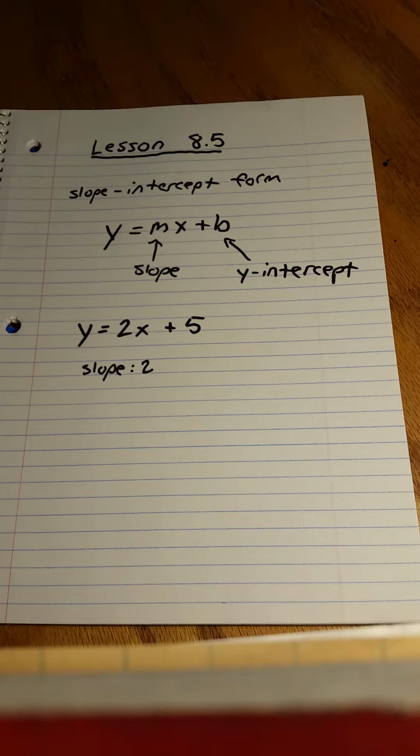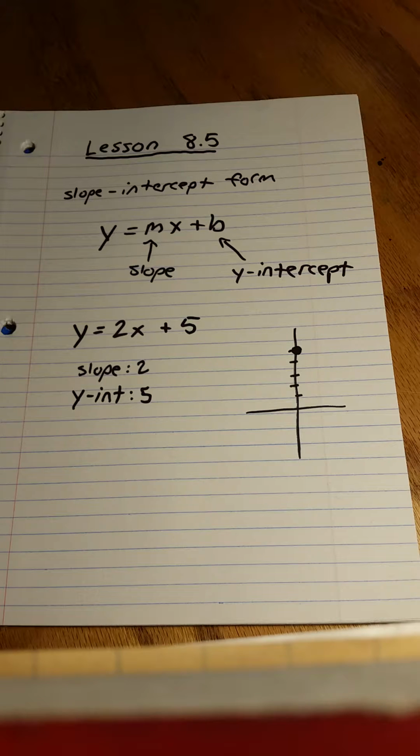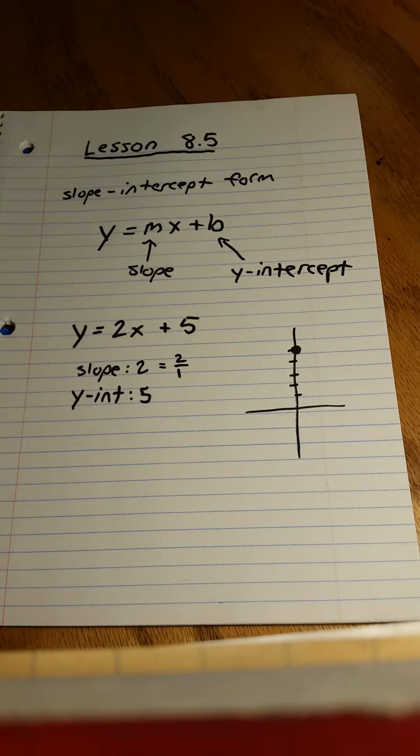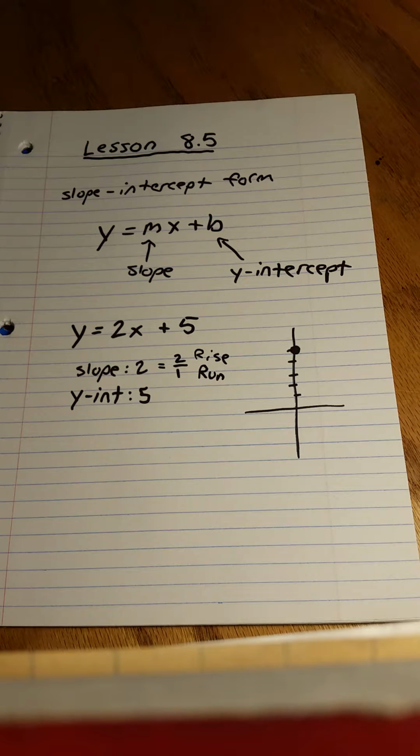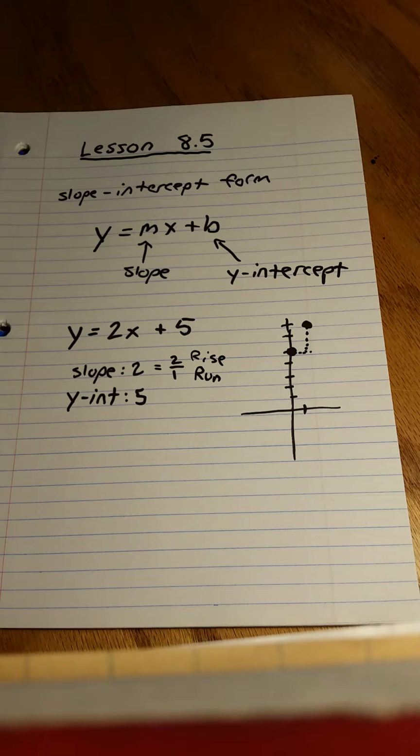This equation has a slope of 2 and a y-intercept of 5. If we wanted to graph it, we could first plot the y-intercept, which would be right here. Next, we can use the slope to find our second point. 2 as a fraction is 2 over 1. We know slope is rise over run, so our rise is 2 and our run is 1. If we start from our dot and run 1 and rise 2, we find our second dot. Once we have 2 dots, we can make our line.